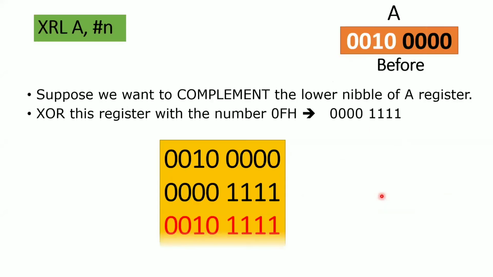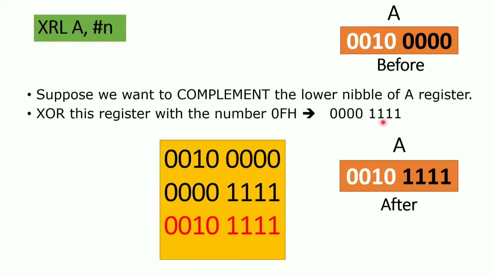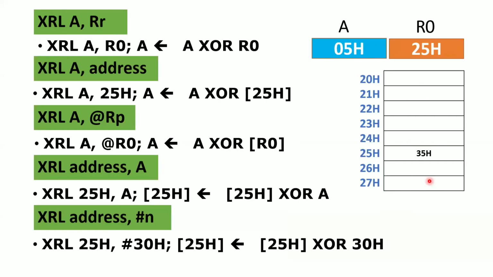Similarly, complement the lower nibble. Whenever you want to complement the lower nibble, the same rule applies. Whatever bits you want to complement, you place 1 where needed, and place 0 wherever you don't need it. So you will get the result. Now the lower nibble of your A register gets complemented. Just like the OR operation, here I am taking the register, putting the data and performing the XOR operation, storing the result inside A. And here the address location data is XORed with A, and the result is stored inside A.